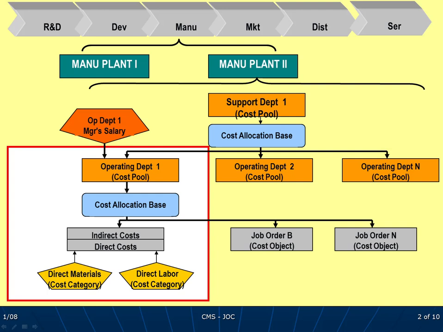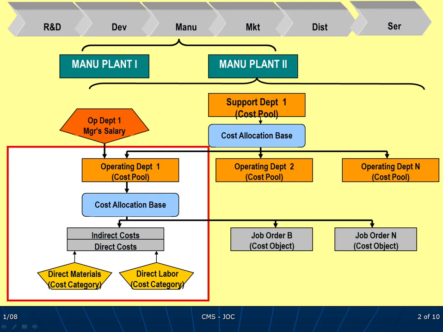So to illustrate this, let's just assume that the costs that we've accumulated in our operating department, our budgeted indirect costs, are $100,000. We're going to use normal costing. Let's assume we select a cost allocation base of direct labor hours, and budgeted direct labor hours are 10,000 hours. So our normal manufacturing overhead rate would be $100,000 divided by 10,000 hours, or $10 per direct labor hour.